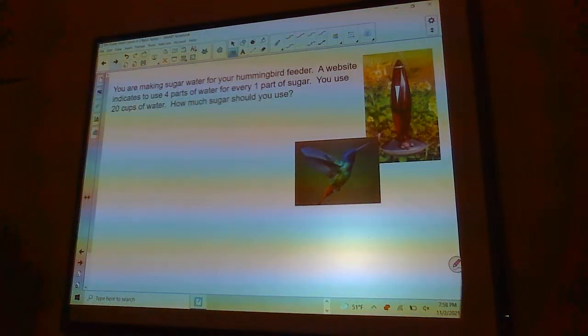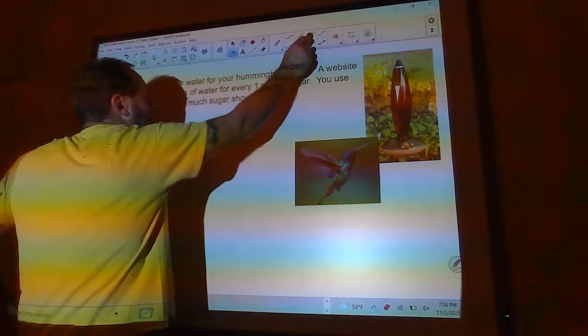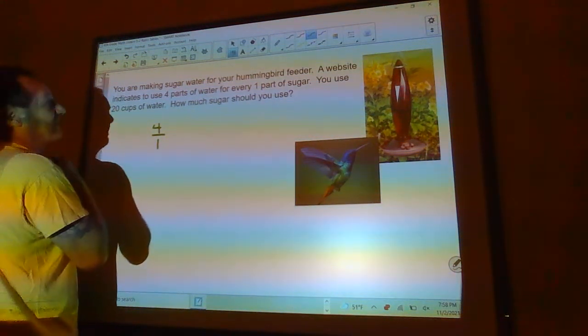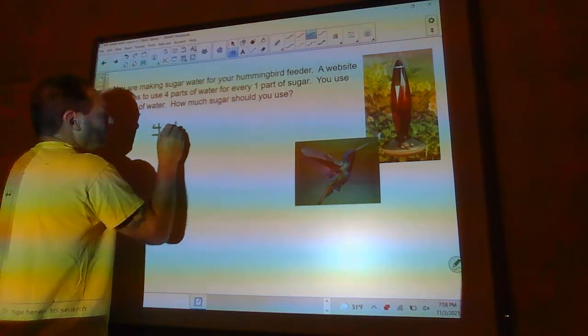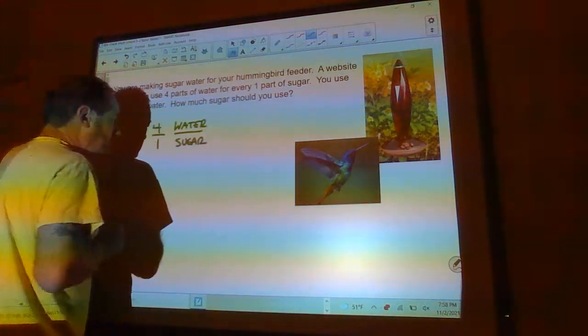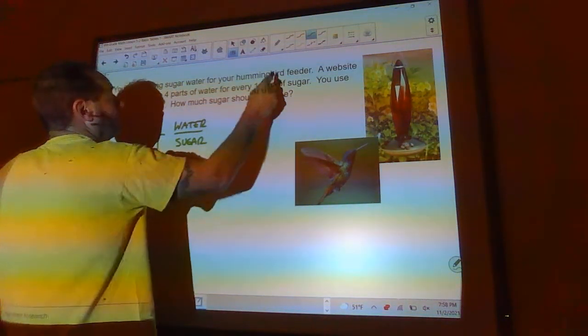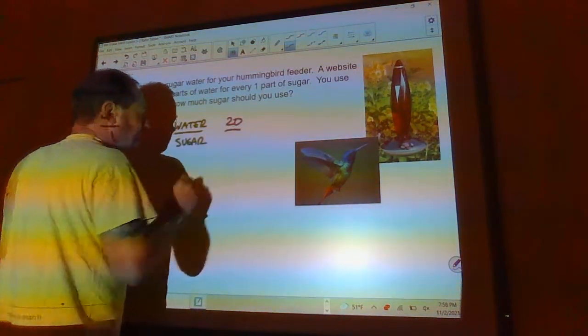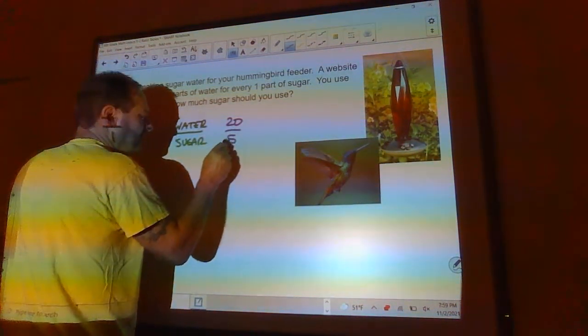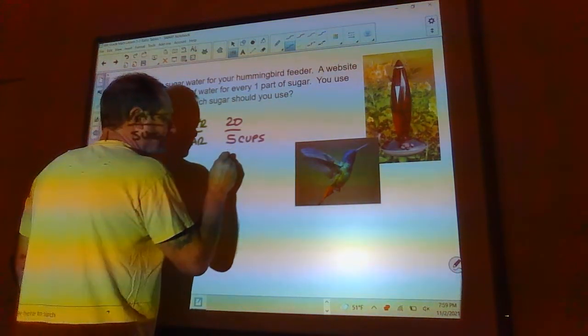Okay, you're making sugar water for your hummingbird feeder. A website indicates to use 4 parts of water for every 1 part of sugar. Use 20 cups of water. How much sugar should you use? Okay, so I'm going to make a ratio here of 4 to 1. It's important that you get the same parts on each part. So it's 4 water to 1 sugar. So if I have 20 cups of water, what do I have for sugar? Well, 4 times 5 is 20, so 1 times 5 would be 5. I would have 5 cups of sugar.